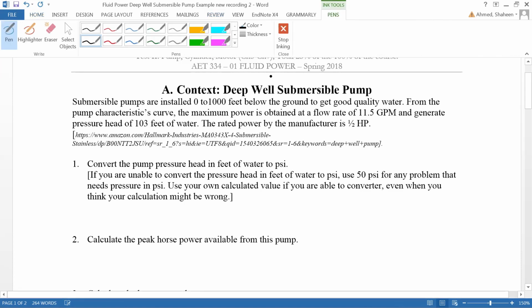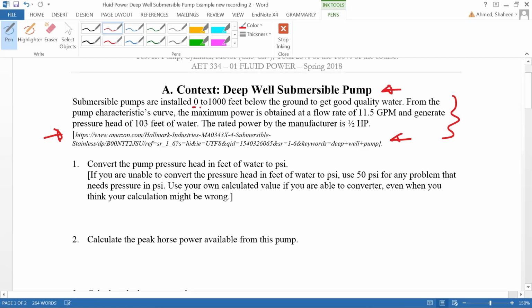This is a problem on pump. This one is taken from Amazon.com. You can go to the link and get all the information on this pump. All of this data you see here, they're all gathered from this website. So this is a submersible deep well pump.